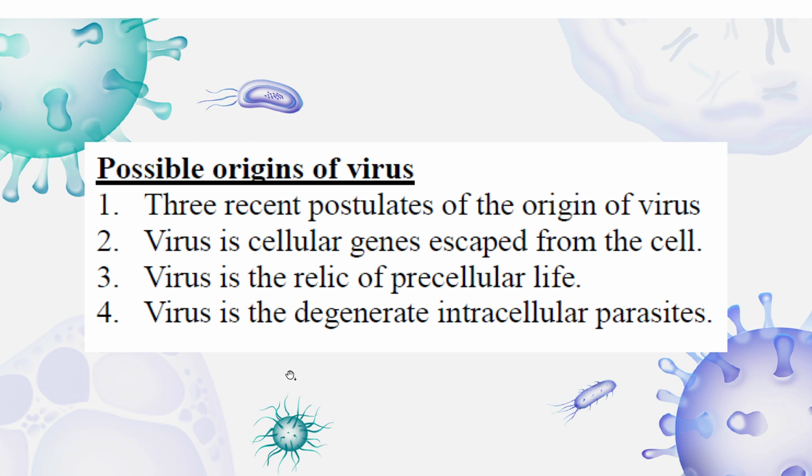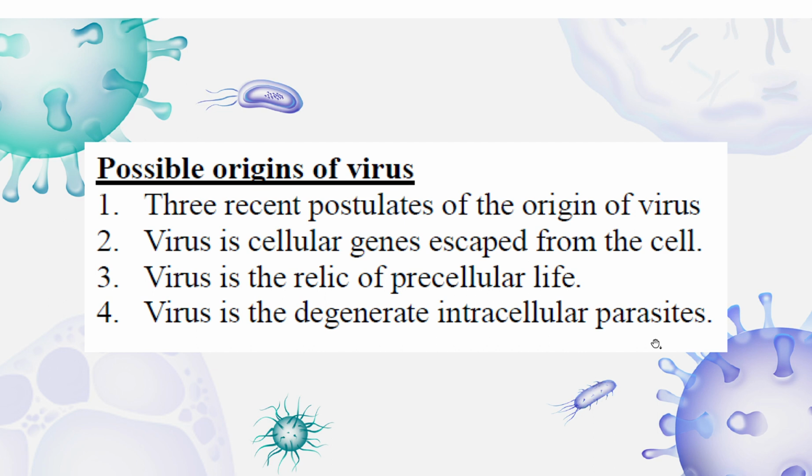First of all, the virus has just genetic material, the DNA and RNA. So maybe they come from the cell: cellular genes escape from the cell and become the virus. And maybe the virus comes from pre-cellular life, and pre-cellular life developed into cells and into viruses as a separation, a divergence, okay? And maybe the virus is a parasite: the intracellular parasite degenerates, and the remains become the virus, because viruses and parasites are very close together.